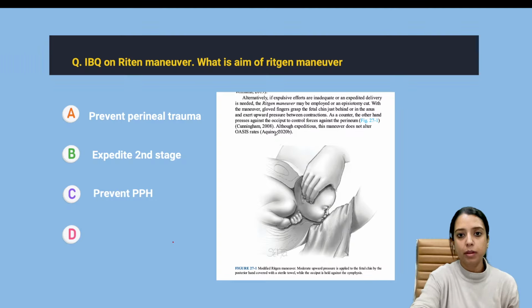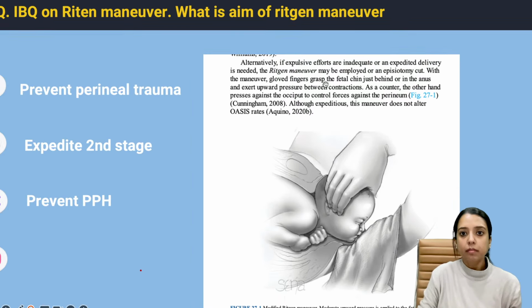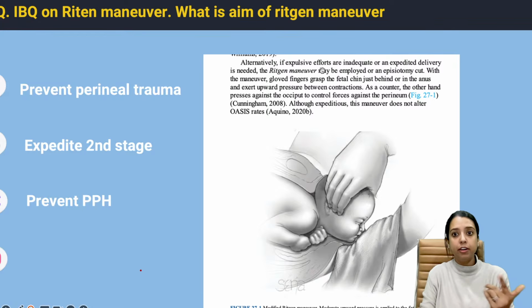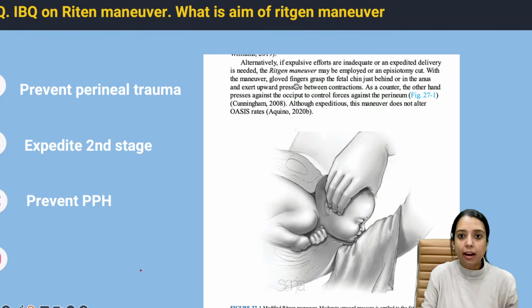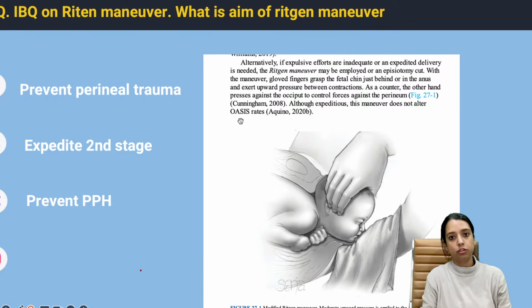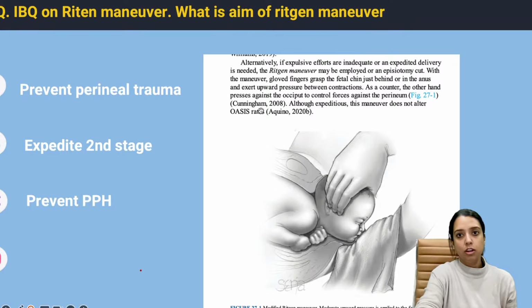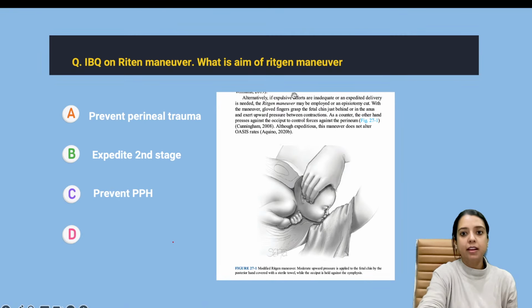I have taken this page from the Williams. If the expulsive efforts, the efforts of mother are inadequate or expedited delivery is needed, you need a fast delivery, Ritgen maneuver is used. Okay? With maneuver, gloved finger grasp the chin and exert upward pressure between contraction. Okay? Although expeditious, although fast, this maneuver does not alter the anal sphincter injury rates, obstetric anal sphincter injury rates. So Ritgen maneuver is not for perineal protection.